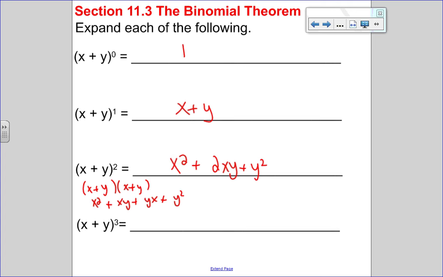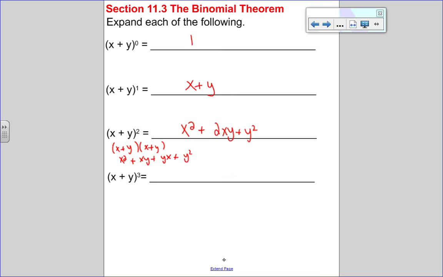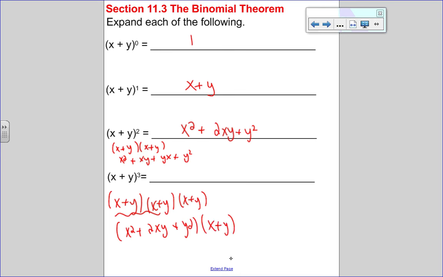Okay, and then we're going to look at cubing it. Cubing it just means I'm multiplying it by itself 3 times. So I'll have x plus y times x plus y times x plus y. I already know what the first part is because I just did that previously. That's just x squared plus 2xy plus y squared, and I'll multiply that by x plus y.